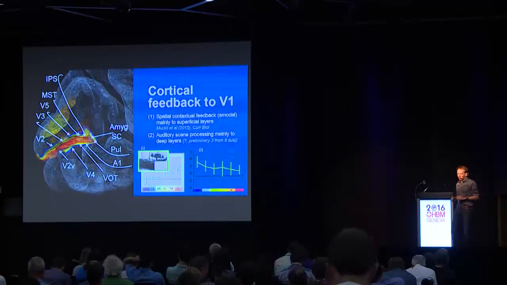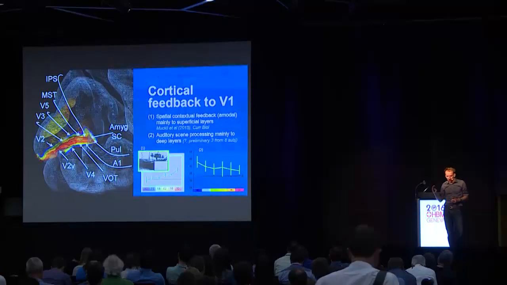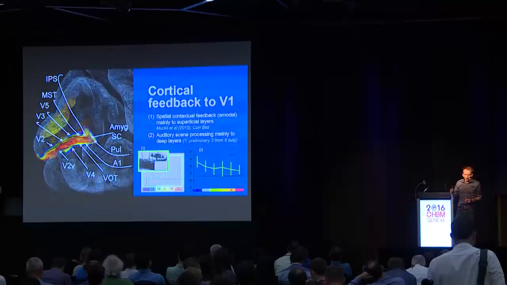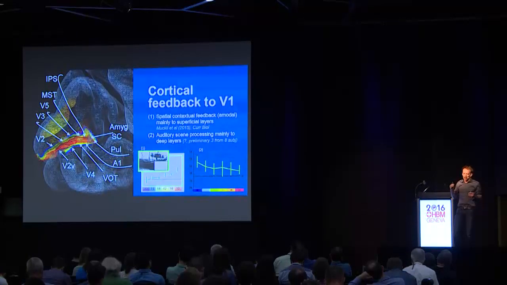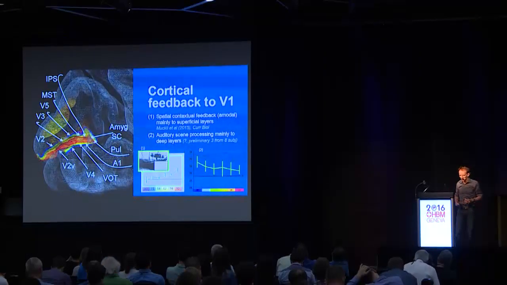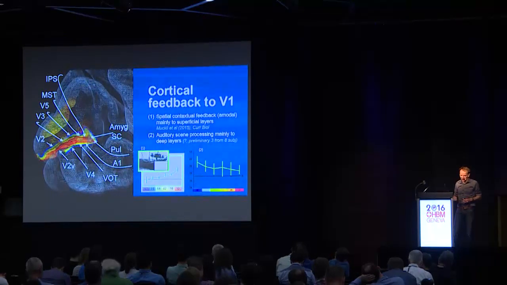So, conclusion from those paradigms, first of all, there's cortical feedback to the superficial layers. If the spatial contextual feedback, so if the scene is feeding back to the occluded part of the scene, the details of this are published in a paper in Current Biology last year, and you can see that the information is in the superficial layers.